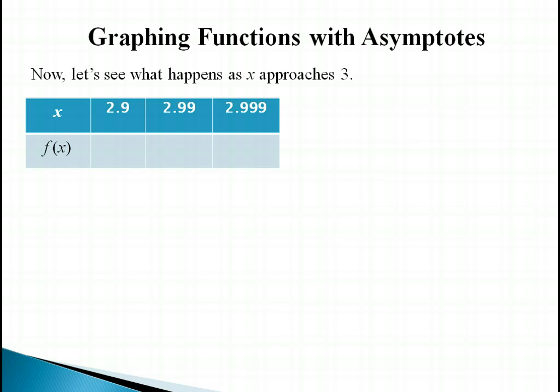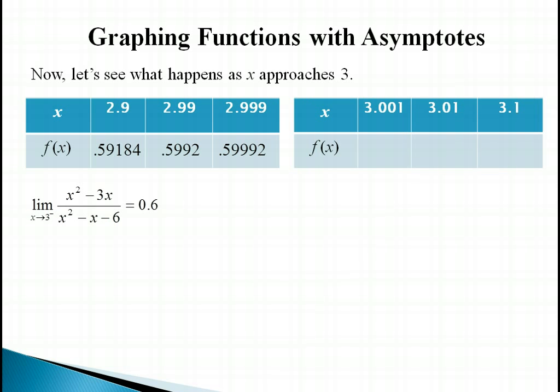I chose to put in some numbers really close to 3. 2.9, 2.99, and 2.999 all have output values that are very close to 0.6. So the limit as we approach 3 from the negative side is 0.6. Let's look and see what happens on the other side.